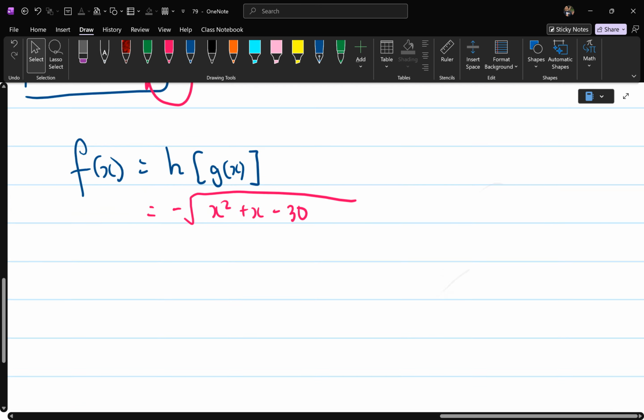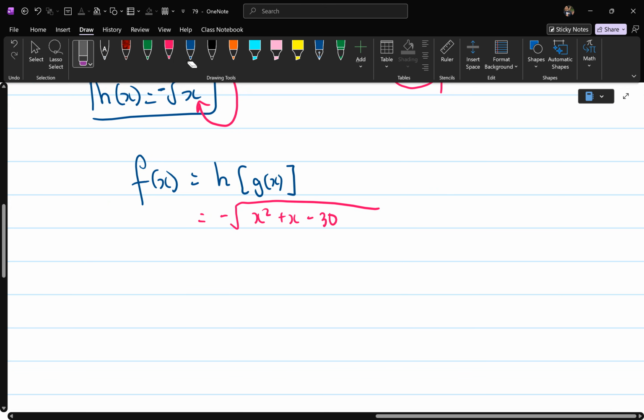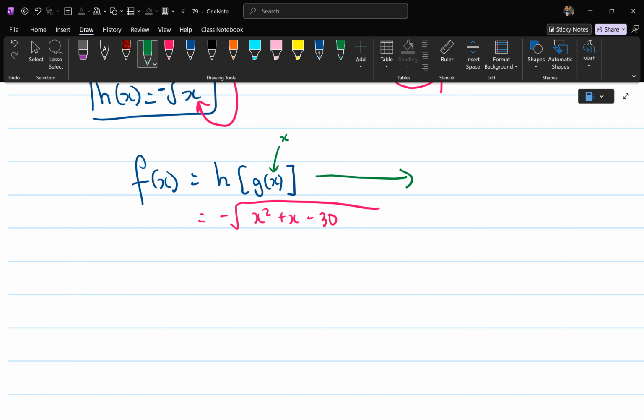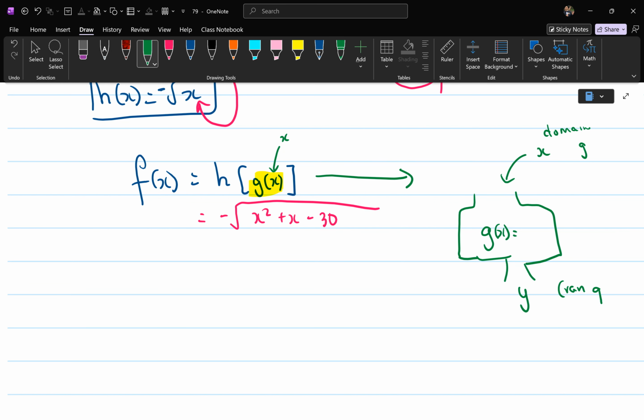Now in this composite function, what this implies is that when you sub x into the function, it has to go through g of x first. The way I explained it in class with 1E is that what you put in is the domain. So this is the domain of g. The domain of g goes in, and it goes through the conditions for g of x, which is a parabola, and then it spits out a y value, which is the range. So this is the range of g.